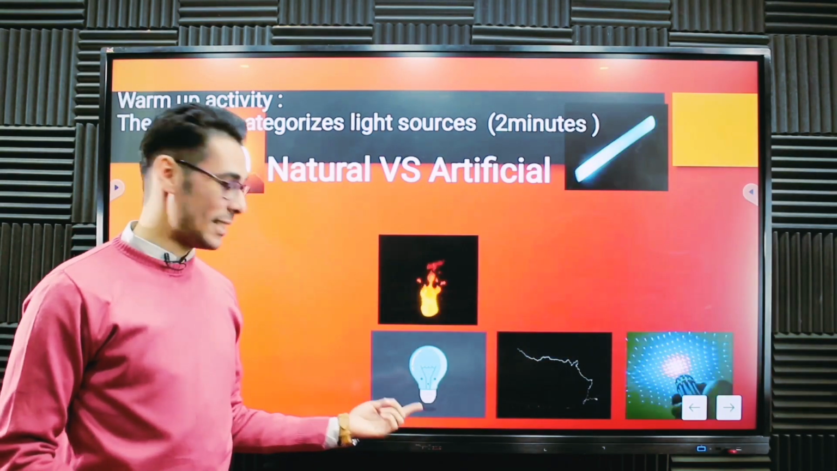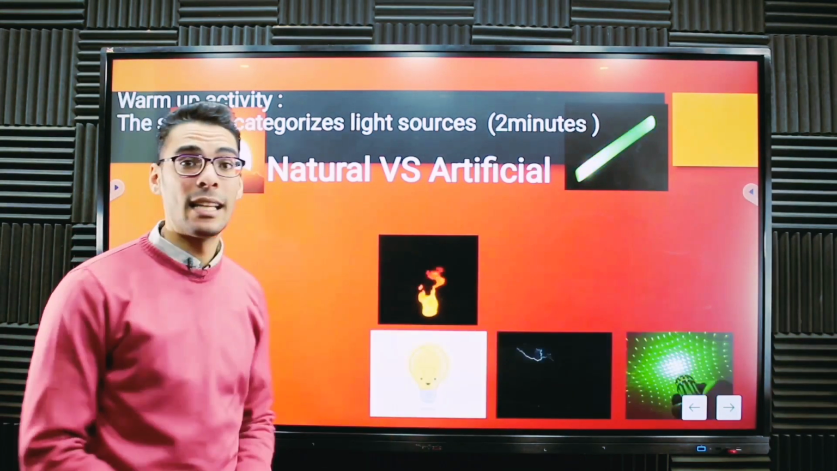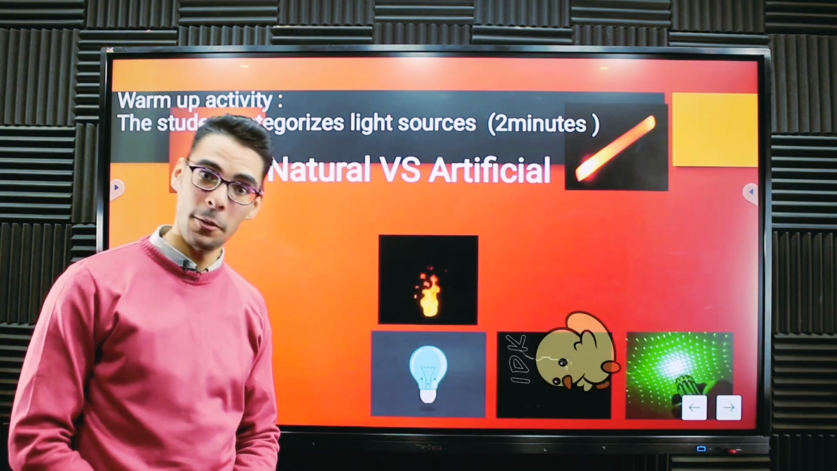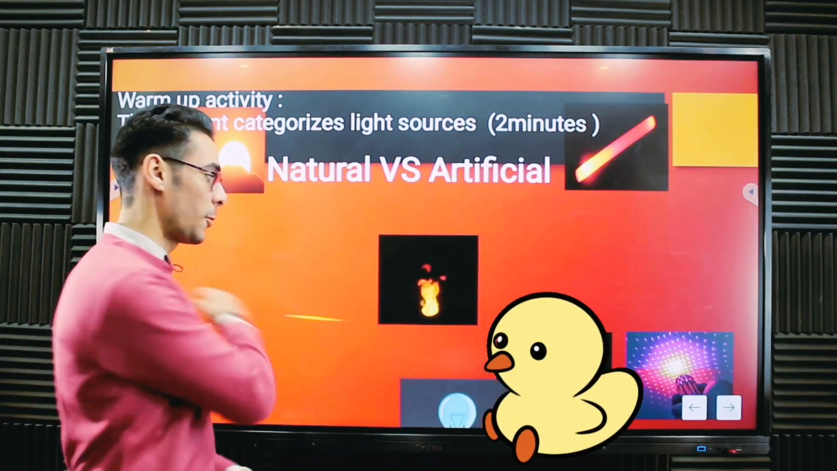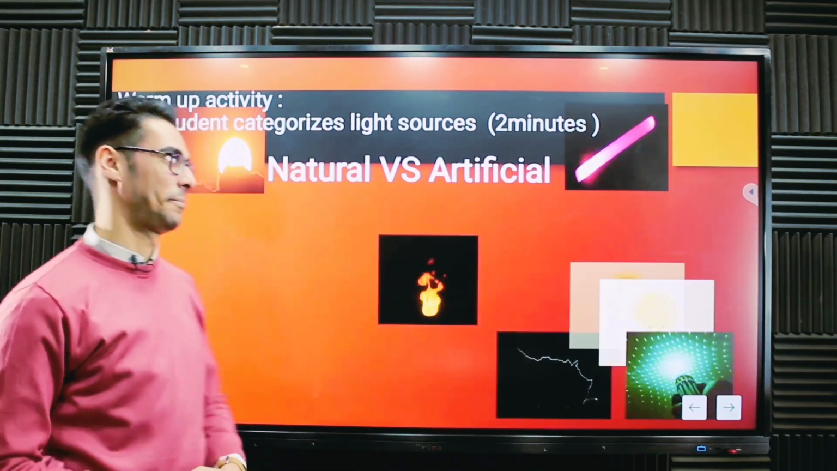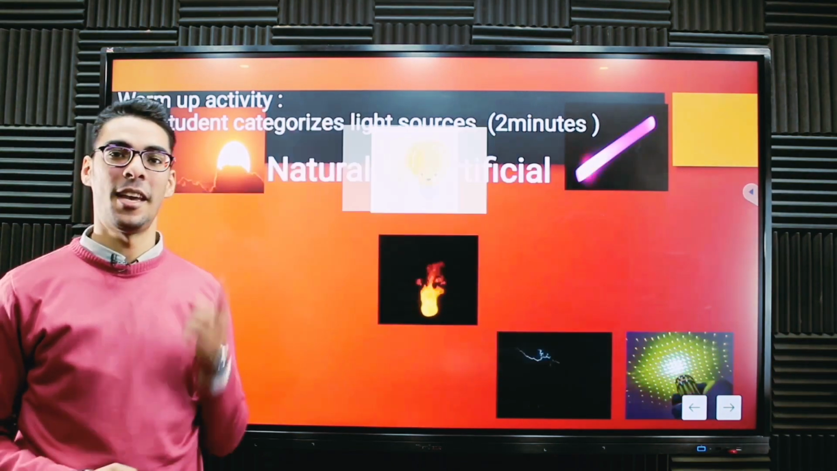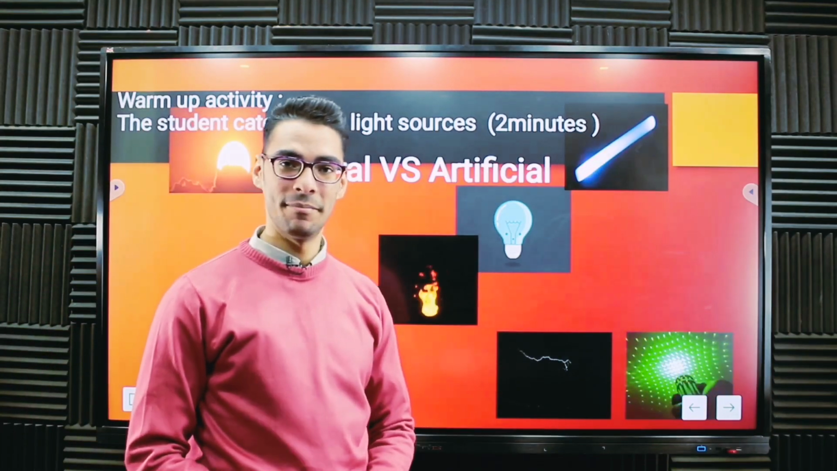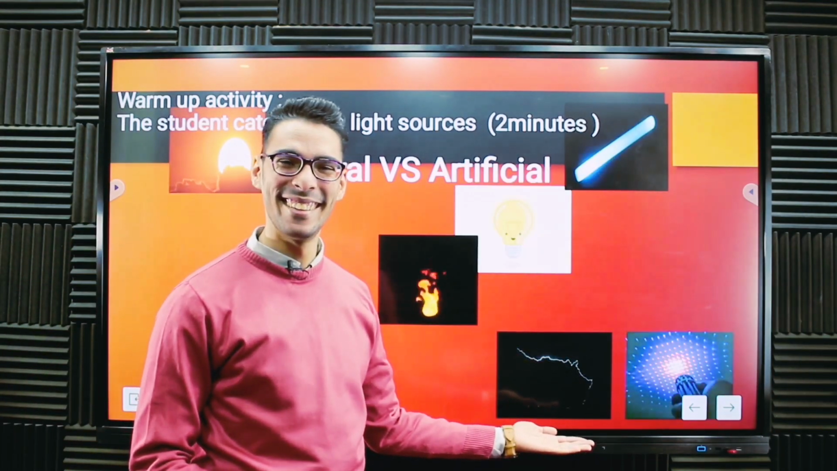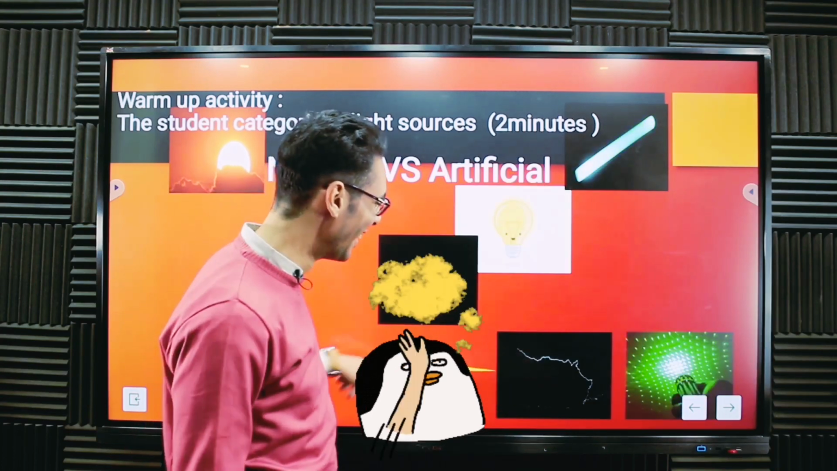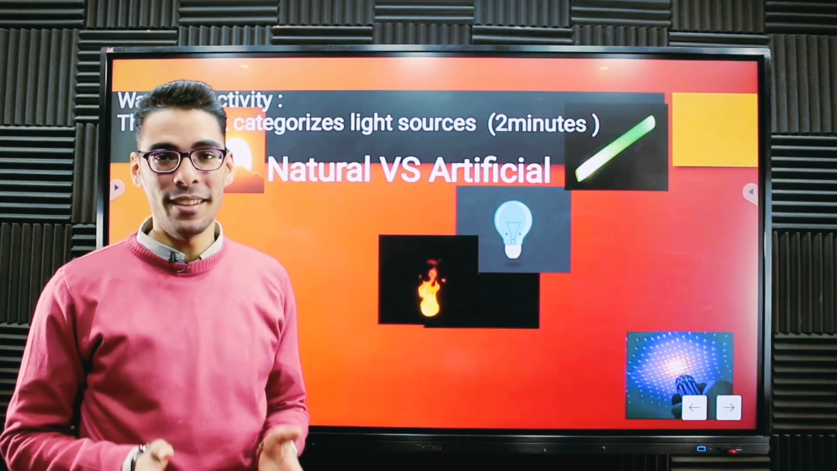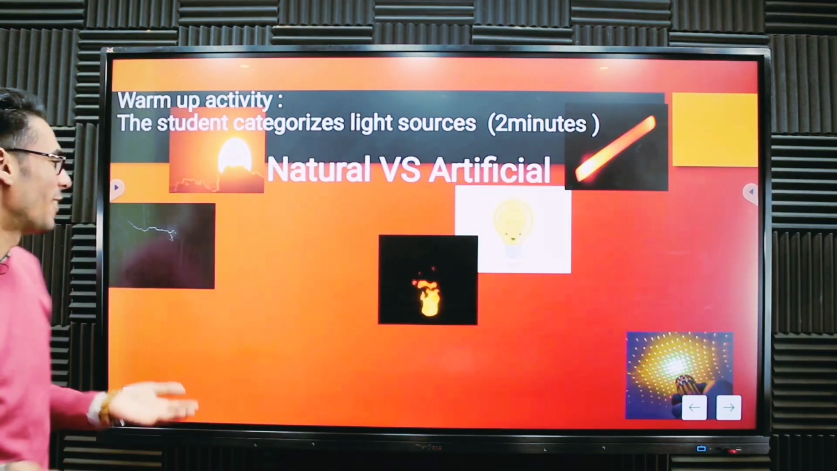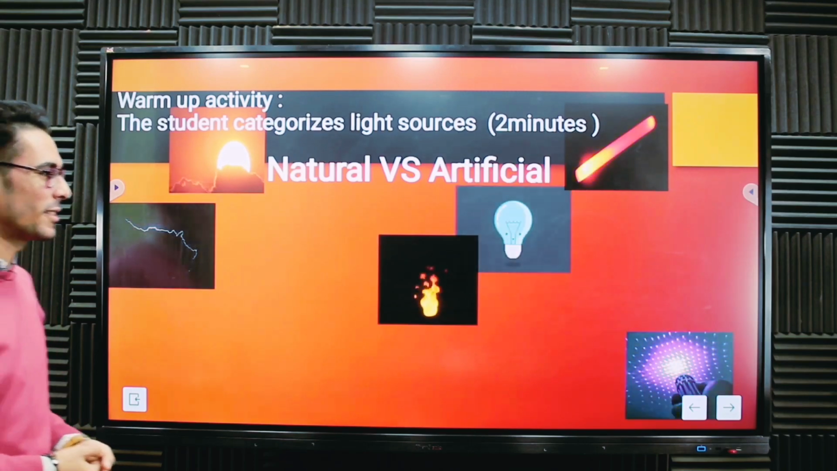Here we go. The third one is the electric lamp. Is it natural or artificial? I guess so. Humans can create a similar one. So, let's make sure. You're right. It's an artificial light source. What about lightning? Can you create lightning? I'm not sure if you can or not. I cannot. So, humans cannot create one. It's totally a natural light source.